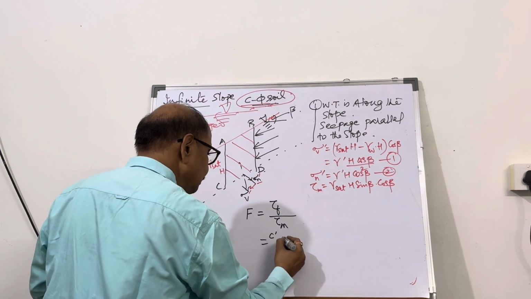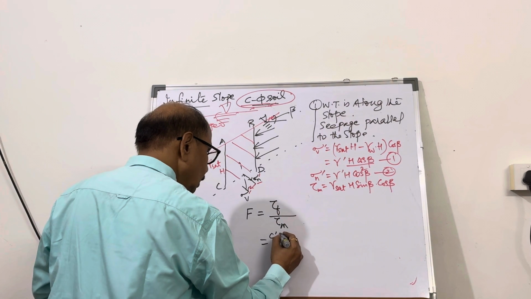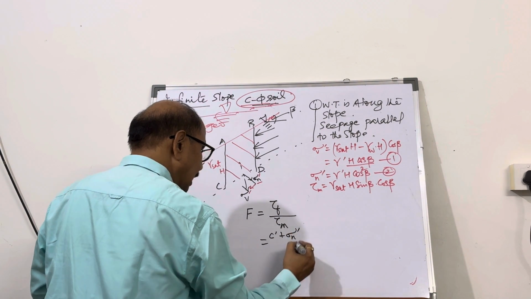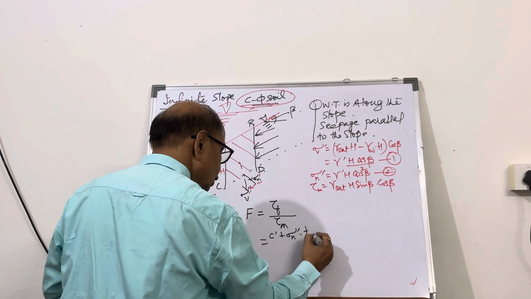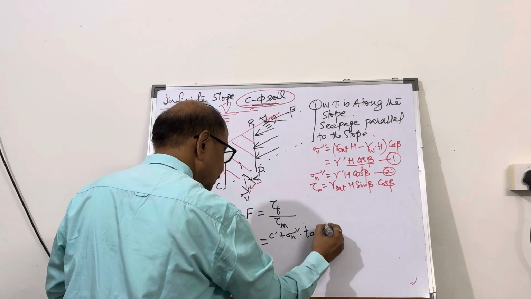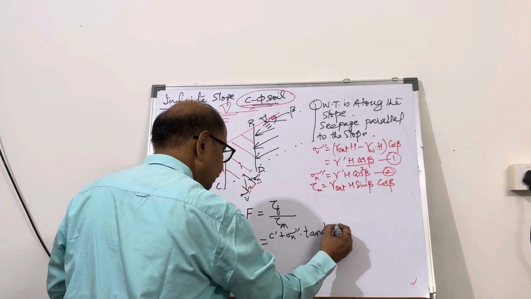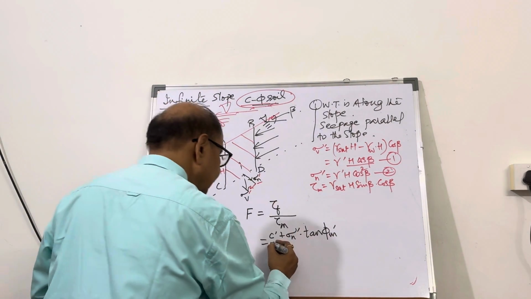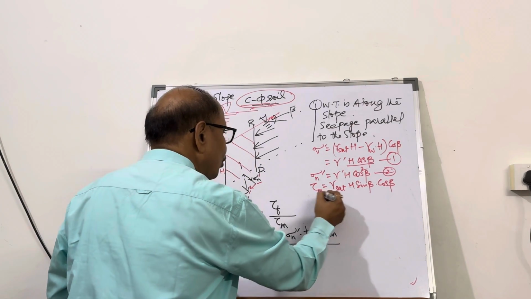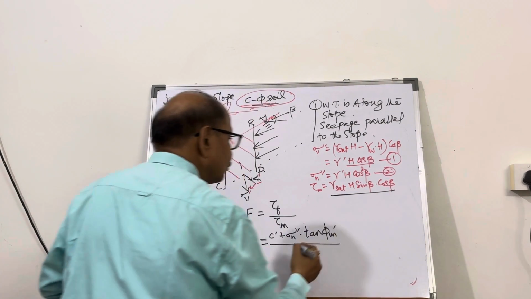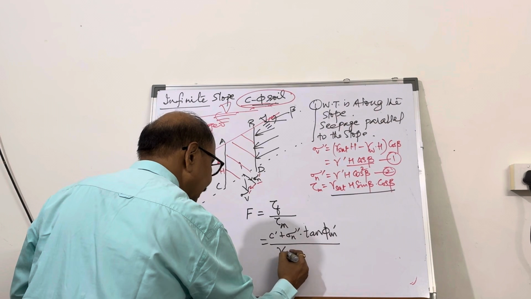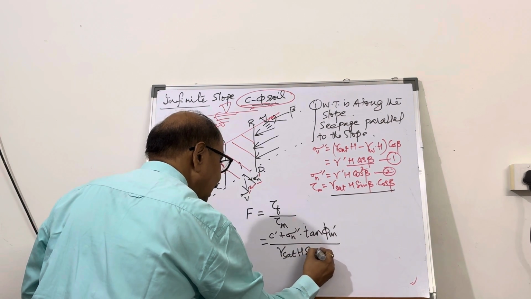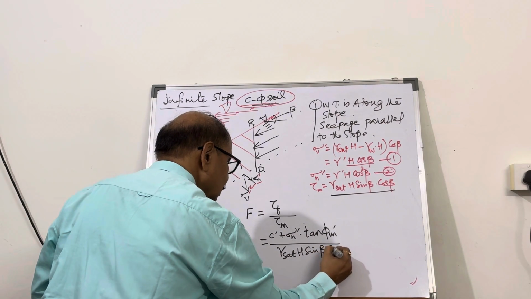So, what is tau f? It is c prime, as you know, plus sigma n prime into tan phi m prime. This is the value of tau f, divided by tau mobilized. What is tau mobilized? It is already calculated: gamma saturated h sin beta cos beta.